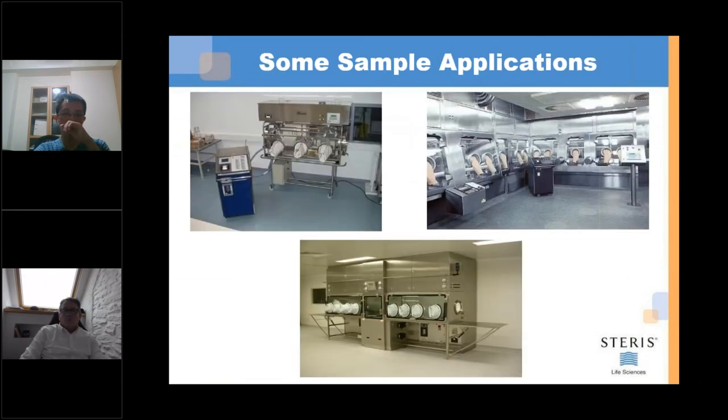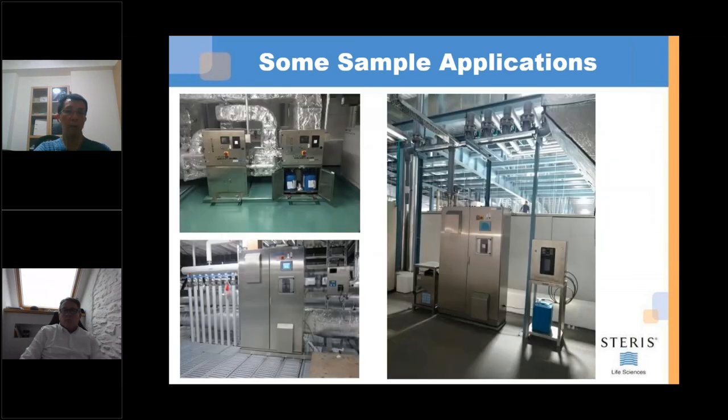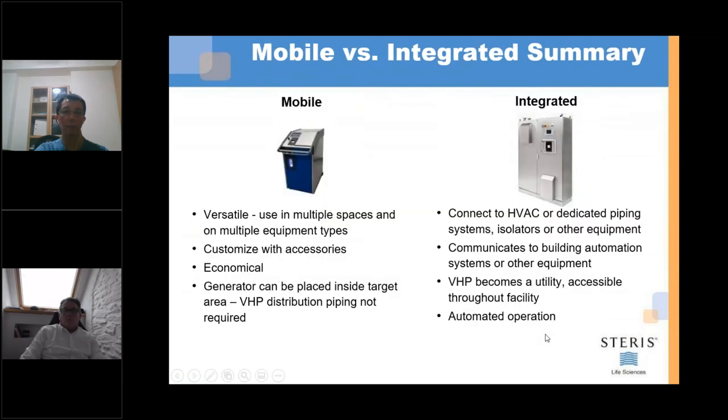And just some pictorial representation. Here you can see filling lines, isolators, and the mobile units being used. And not just mobile units, we also have integrated units and fixed units. So you can see there's the smaller ones and the bigger ones. This one is actually taken from a site in Vadodara, a fixed integrated VHP unit.